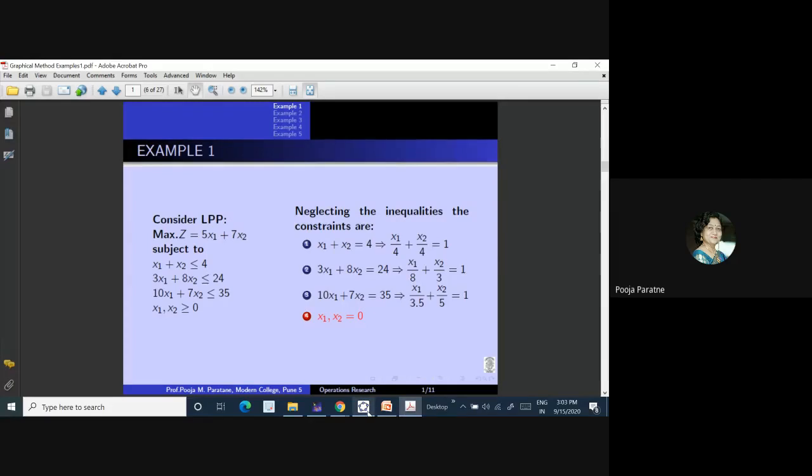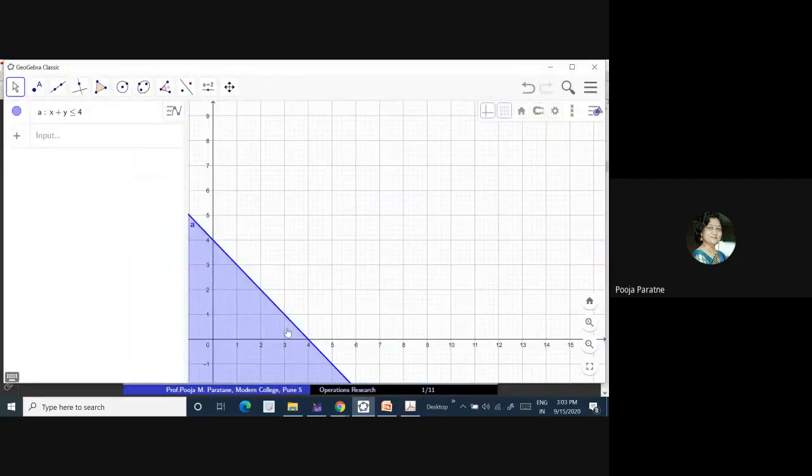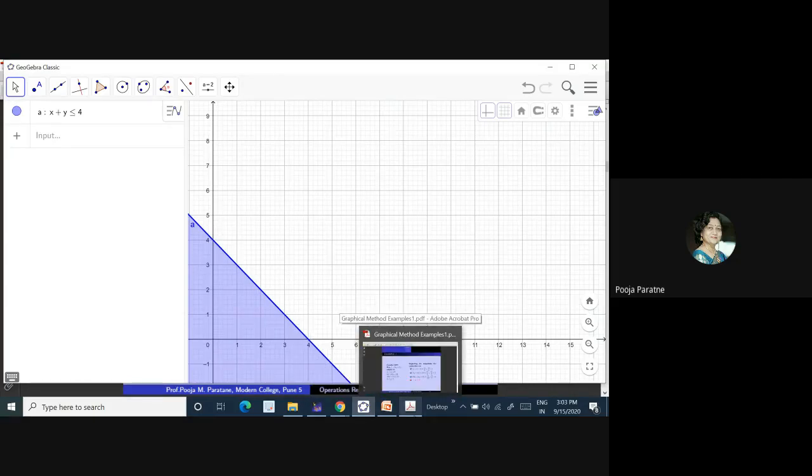So we can plot these two points here and join them. And now, what is the original inequality in this? It is less than or equal to, and (0, 0) satisfies this, that is, 0 is less than or equal to 4. So the feasible region of this line is towards the origin.